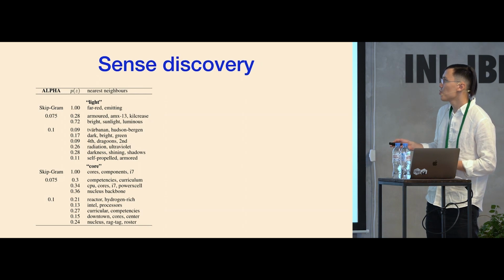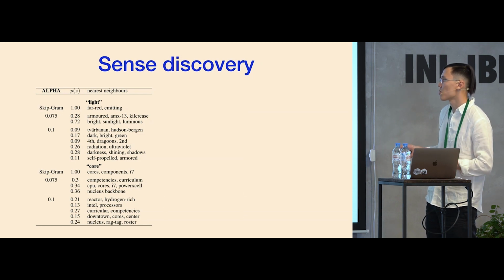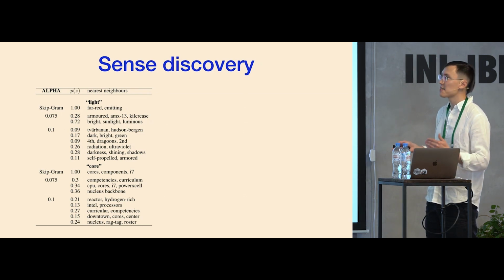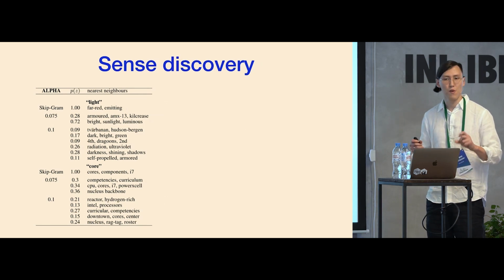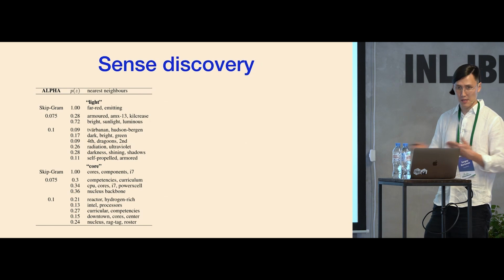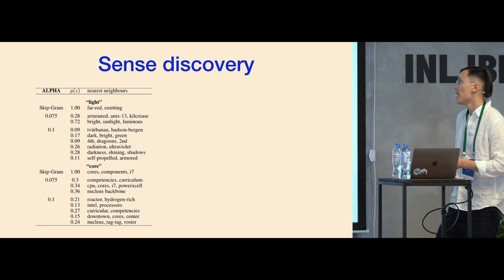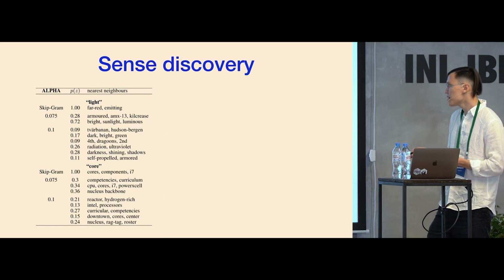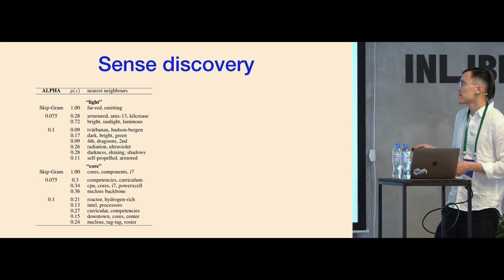So here in this table, you can see the model trained with different values of alpha, for two words, light and core. We show the nearest neighbors to embeddings associated with each of their meanings. The second column is the prior probability of a meaning. I called it P of z, but it could be called pi. So the same thing that is generated by the Dirichlet process. And you can see that the standard skipgram learned just a single physical sense of the word light.